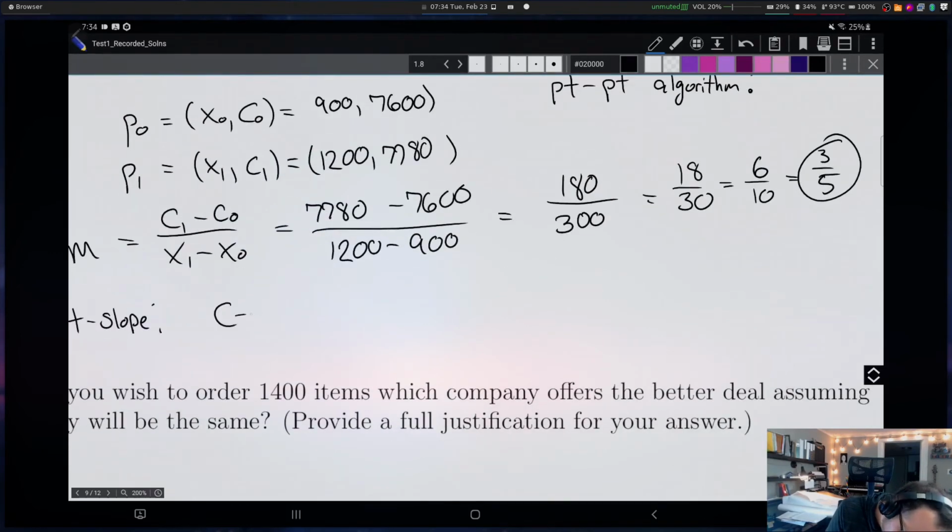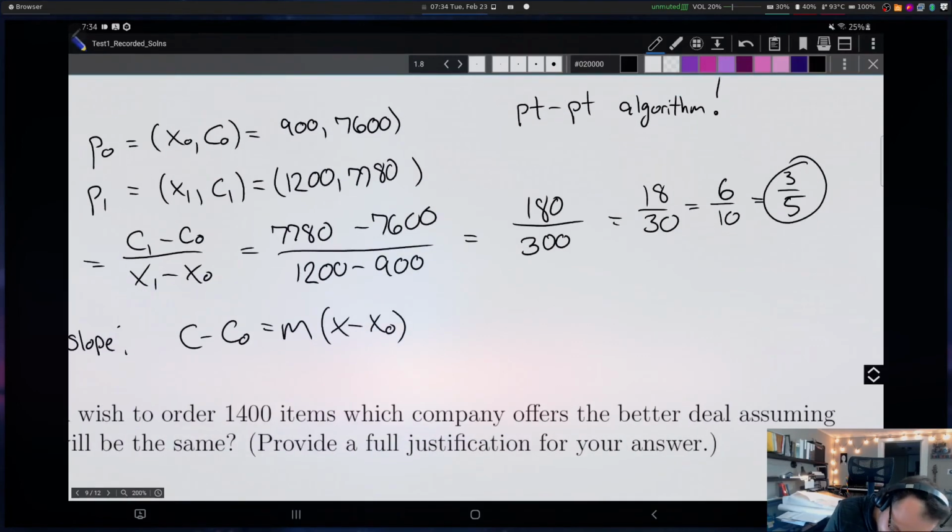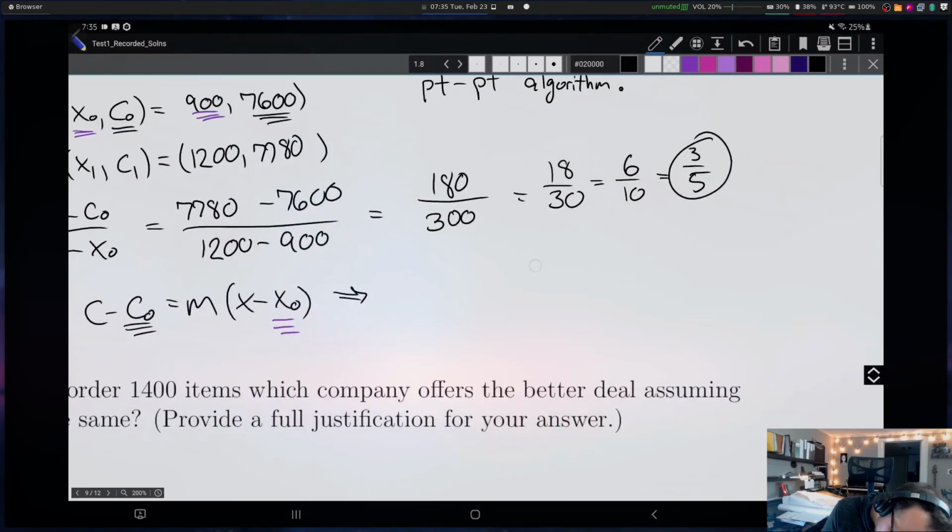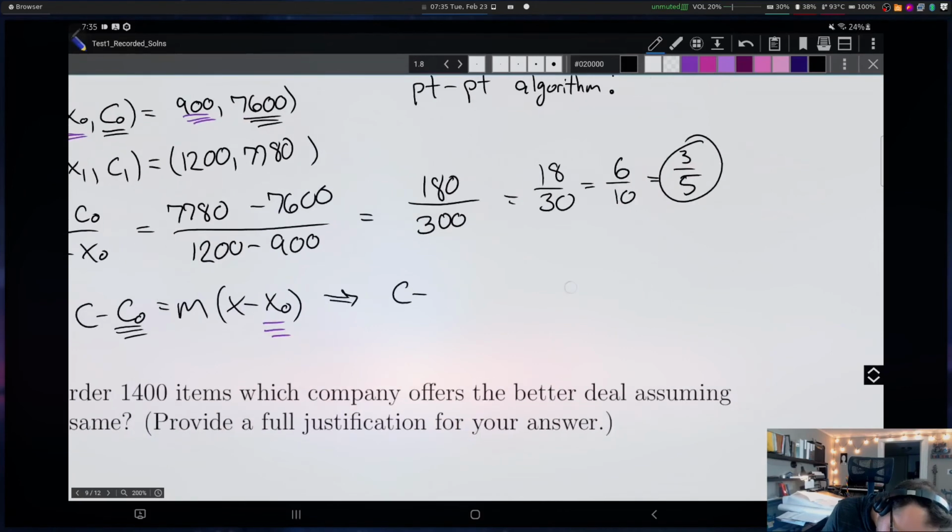So in this case, we have C minus C naught equals m times x minus x naught. And just remember that I have names for C naught, there it is, and also names for x naught, there it is. So I can go ahead and write that C minus 7,600, just plugging things into my general formula now, is equal to 3/5, which was the slope I got from above, times x minus x naught, which was x minus 900.